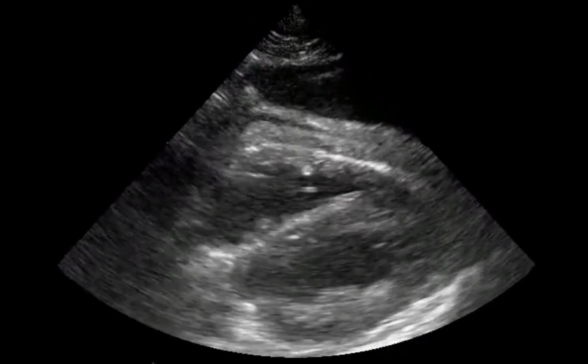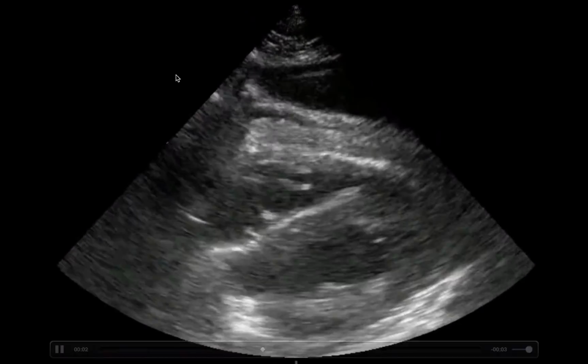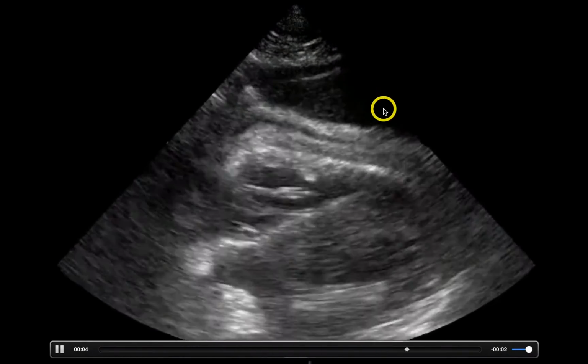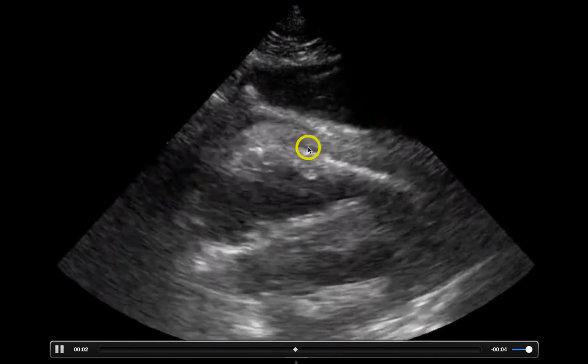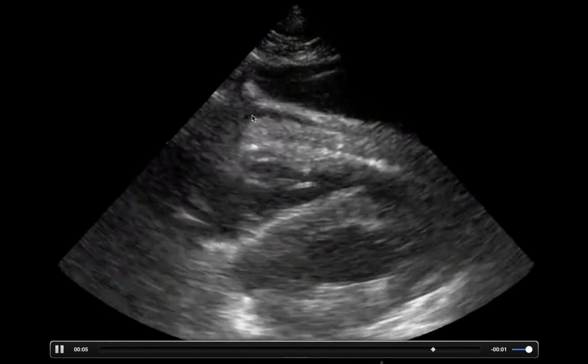One thing that is important to understand when you're evaluating a patient for a pericardial effusion is to not confuse an epicardial fat pad with an effusion. Look at this heart. Just look at it. So up here is a pleural effusion. Here's a small sliver of a pericardial effusion. But look at this thing right here. This is an epicardial fat pad.